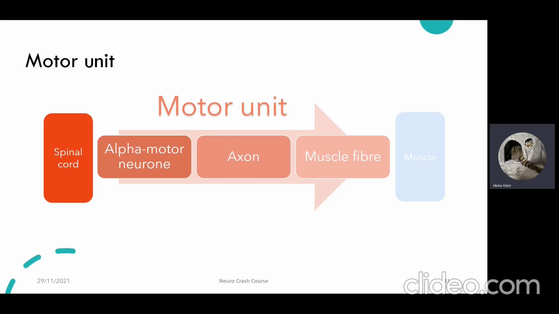Alpha motor neurons innervate skeletal muscle, causing them to contract. They have their cell body in the anterior horn of the spinal cord, and their axons project out to a muscle where they will give a single synapse to muscle fibers. A single neuron can innervate multiple muscle fibers, but a single fiber can only have one nerve innervating it. An alpha motor neuron going down and innervating muscle fibers forms a motor unit. And an action potential in the motor unit will cause an action potential in the muscle fibers that the neuron is innervating.